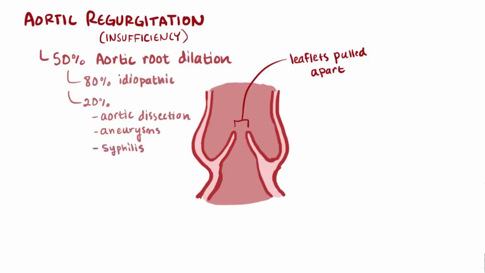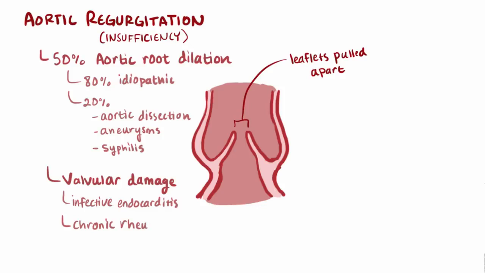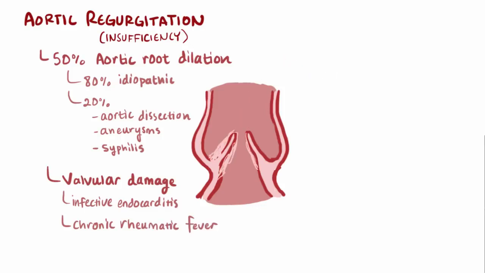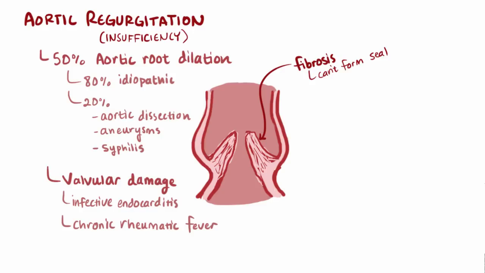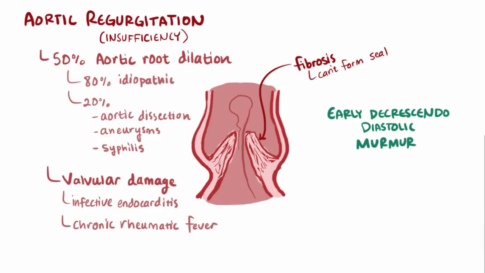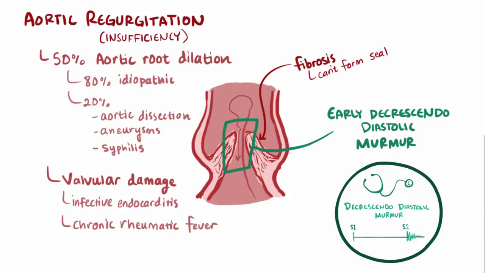Besides root dilation, regurgitation can also happen from valvular damage, from something like infective endocarditis, a bacterial infection of the inner lining of the heart, or again from chronic rheumatic fever. In this situation, the chronic inflammation leads to fibrosis, but instead of fusing the valve leaflets together, it makes it so that they don't form a nice seal and instead let blood leak through. Patients with aortic regurgitation will have an early decrescendo diastolic murmur, caused by blood flowing back through the valve.